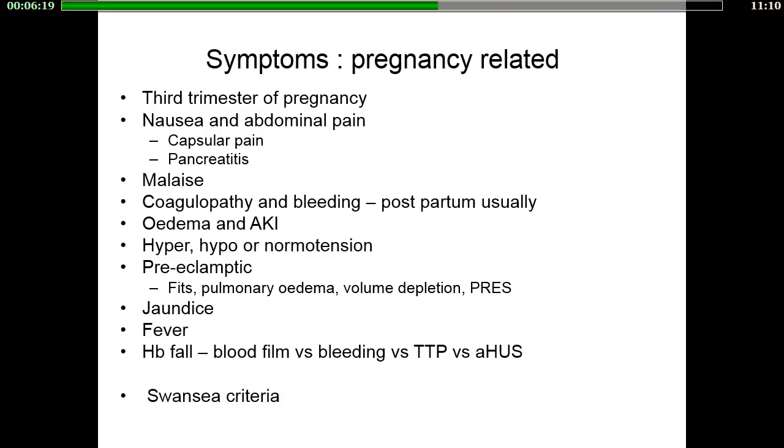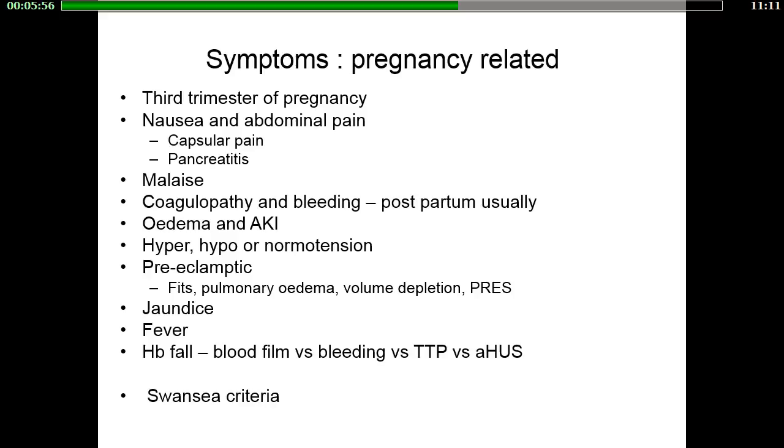I'll just talk a little bit about pregnancy-related liver failure. Usually occurs in the third trimester of pregnancy. They present with capsular pain and nausea. The risk sometimes is that they get pain here, particularly immediately postpartum. Someone thinks it's a pulmonary embolus and gives them anticoagulants, and in fact it was a liver rupture, and you're in an interesting position there.